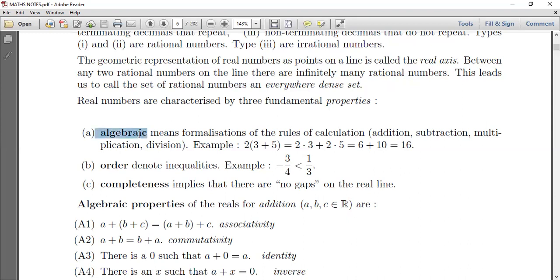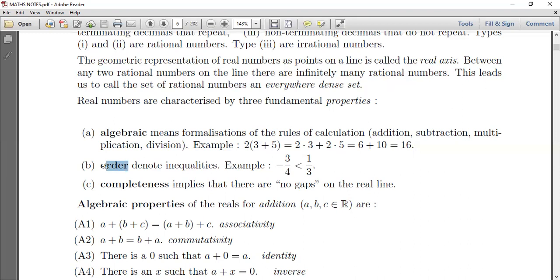They are the algebraic properties. This means when we have real numbers, we are able to use rules of calculation, which are addition, subtraction, multiplication, and division, using the algebraic properties. Then real numbers have the order property, meaning that for any two real numbers, we are able to say this one is bigger than this one. There are no two different real numbers which we cannot precisely say which one is bigger than the other. That's the order.